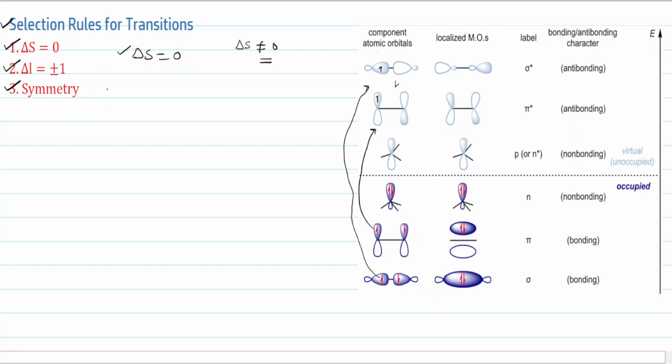Then the second rule, that is delta L is equal to plus minus 1. To understand this rule, we have to consider the azimuthal quantum number.